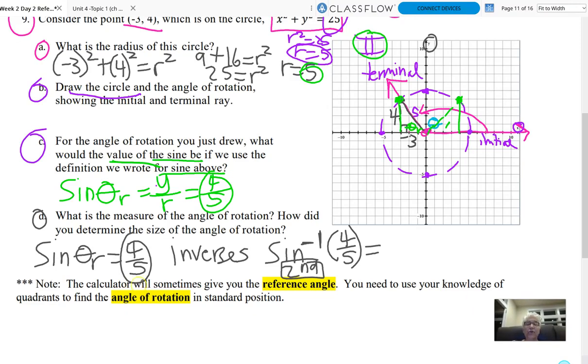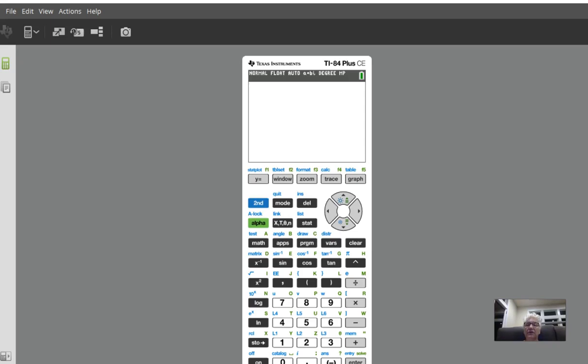In the meantime, we can see the note on the bottom. It says the calculator will sometimes give you the reference angle. You need to use your knowledge of quadrants to find the angle of rotation. So depending on what angle your calculator spits out, you may need to change the answer depending on what quadrant you're in. Let me go to my calculator now. Inverse sine is second sine. Nope, I don't know why that didn't work. Second sine, 4 divided by 5.